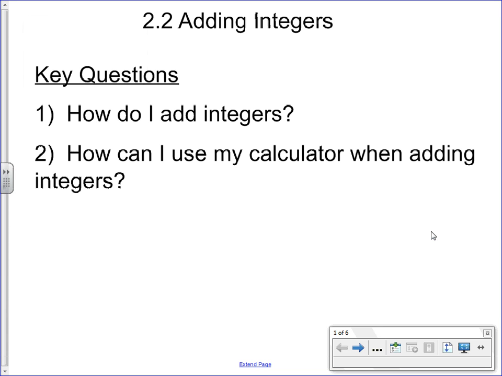In this lesson, we will be adding integers. There will be two questions you will be able to answer when we're done with this lesson. First, how do I add integers? And secondly, how can I use my calculator when adding integers?